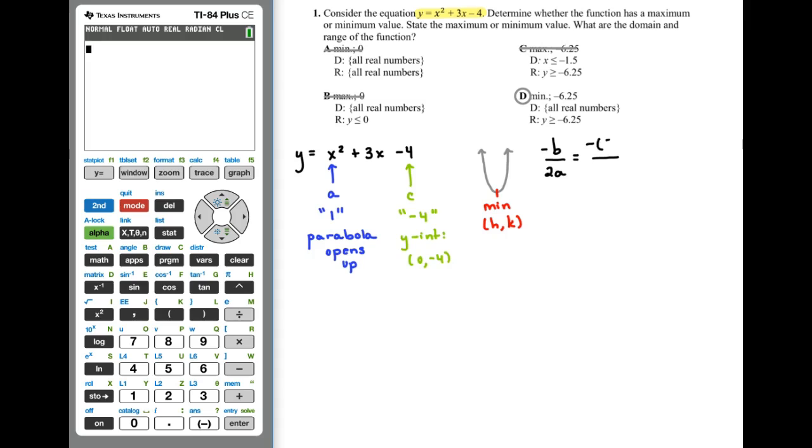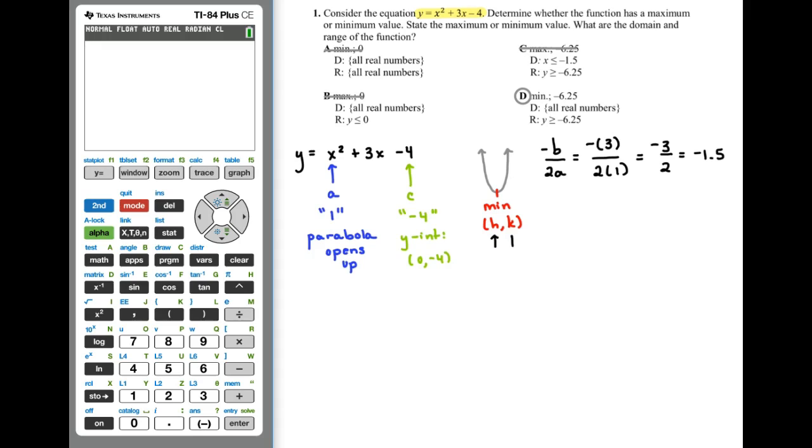It'll be negative 3 over 2 times 1. These values come from our standard form equation. The b value is this middle term, which has a coefficient of positive 3. We need the negative b. And then in the denominator, we have 2 times the a value, which we know is 1. To simplify this fraction, we have negative 3/2, which is negative 1.5. Now, this is our x value for our vertex, or our h value for our vertex.